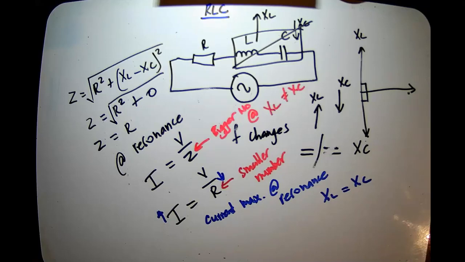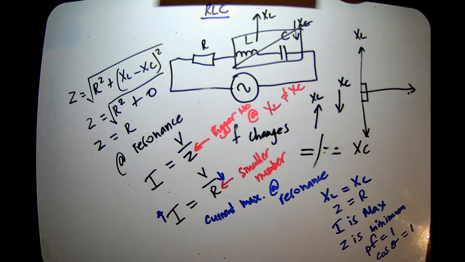So the current is maximum at resonance. Why? Because XL is equal to XC, which means that Z is equal to R, so I is maximum. Z is therefore minimum, because they are inversely proportional. Power factor is equal to 1, cos theta is also equal to 1. This means that the phase angle is 0.